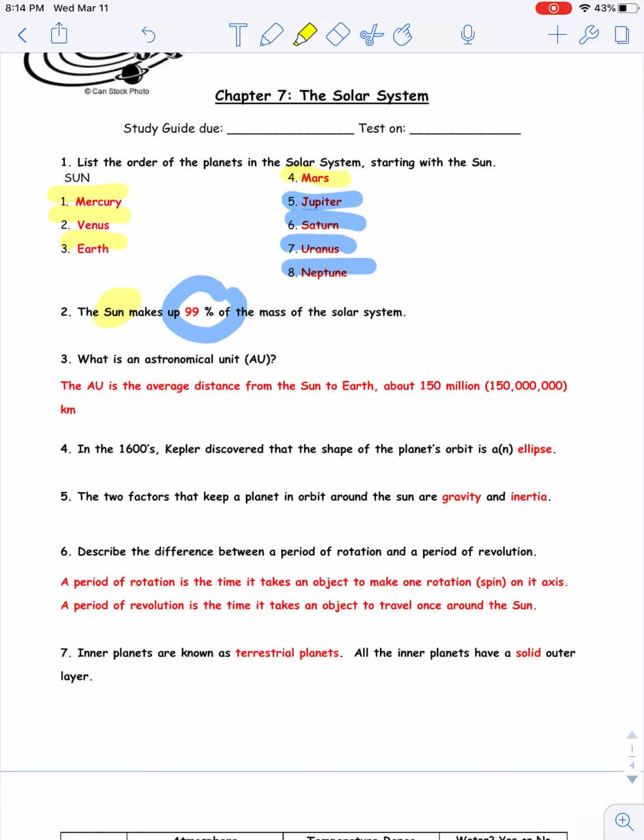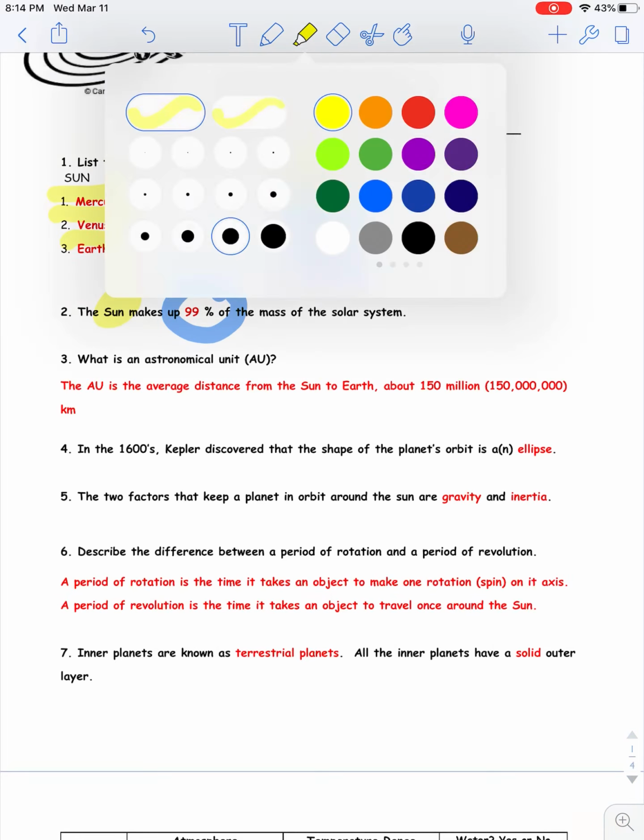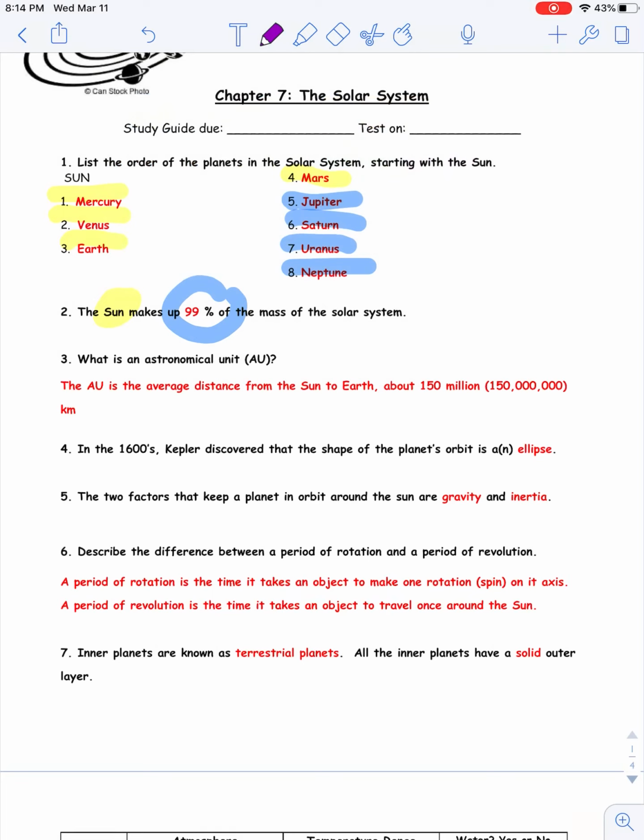But if you have an AU, Jupiter's AU is 5.2. And we have Mars's AU at 1.5. And we have Uranus's AU at 19.2. So it's a lot easier to compare these numbers and just think about these smaller numbers, but keeping in mind that each of these is 5.2 times 150 million, 1.5 times 150 million.